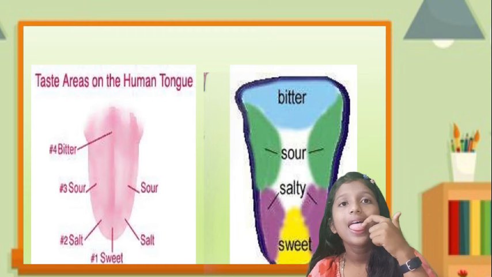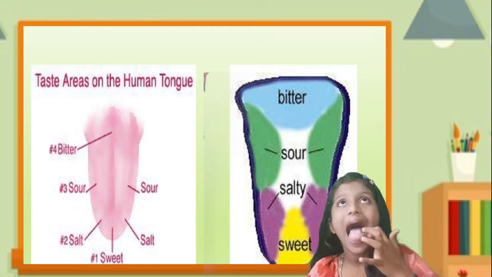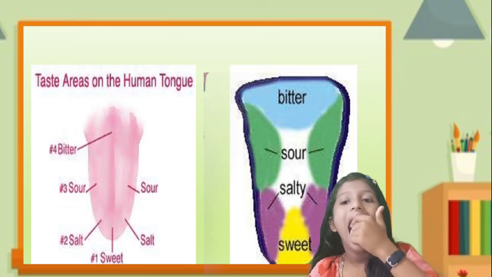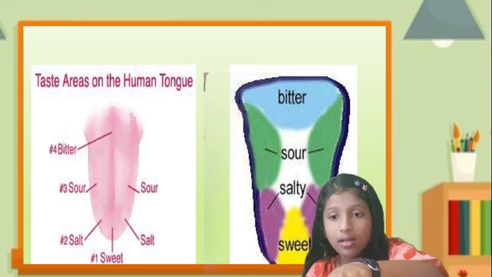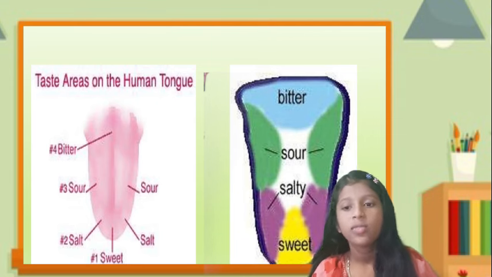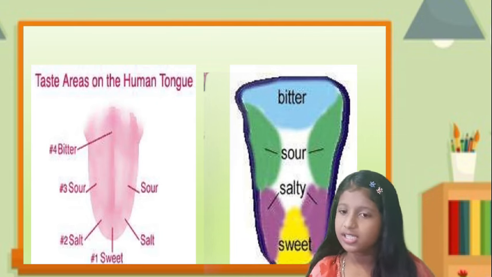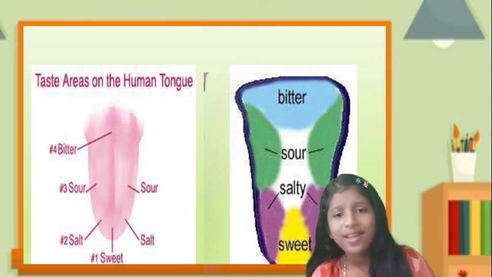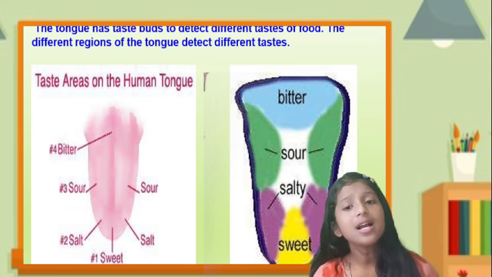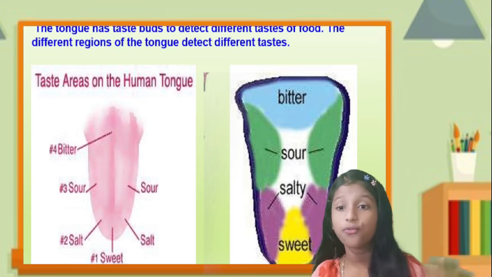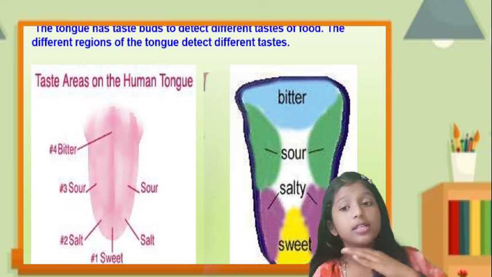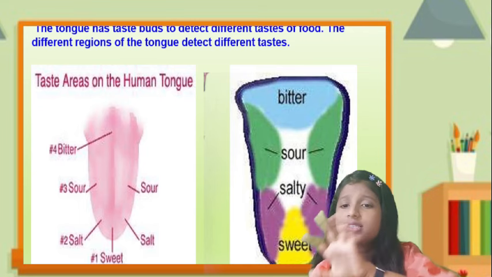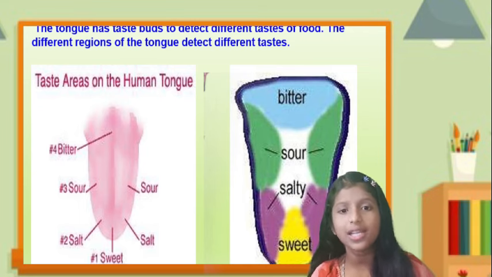Second, salty is tasted here. Third is tasted as sour. Fourth, bitter. At the end, you can see in the first color picture, that last one is called bitter. Where spicy, we feel spicy, right? All the parts make the spicy. Very easy, no? Tongue is very easy to learn, right? The tongue has taste buds to detect different tastes of food. The different regions of the tongue detect different tastes.